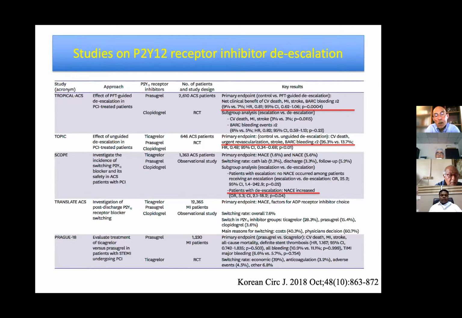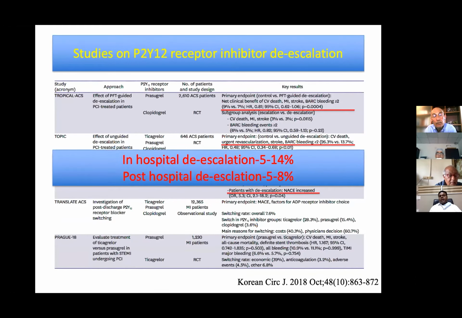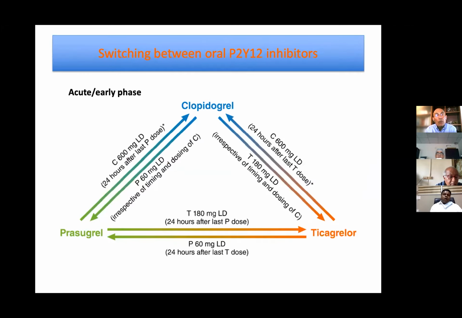The other two were registries where the major adverse cardiac events were increased. So overall, in hospital, de-escalation of therapy is seen in 5 to 14%, and out of the hospital, around 5 to 8% of the patients. So how to switch between these two?